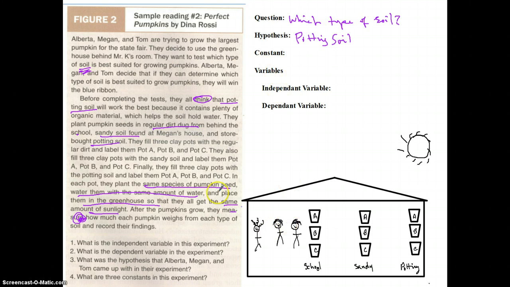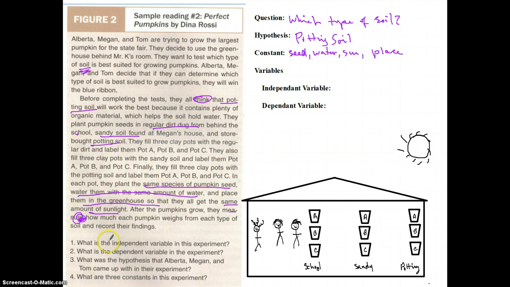So the constants are pretty simple. The same type of seed, the same water, the same sun, the same place. We gave 4, we only needed 3.